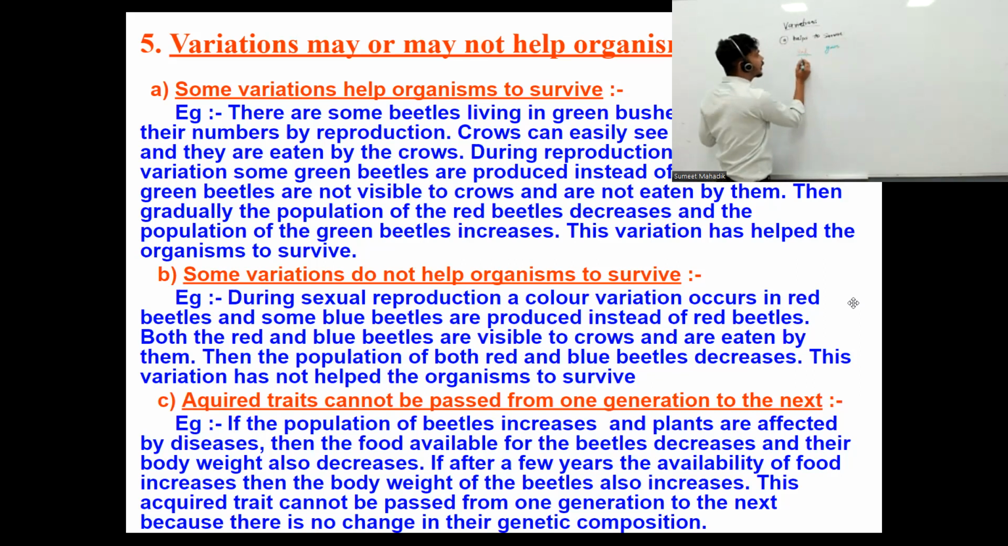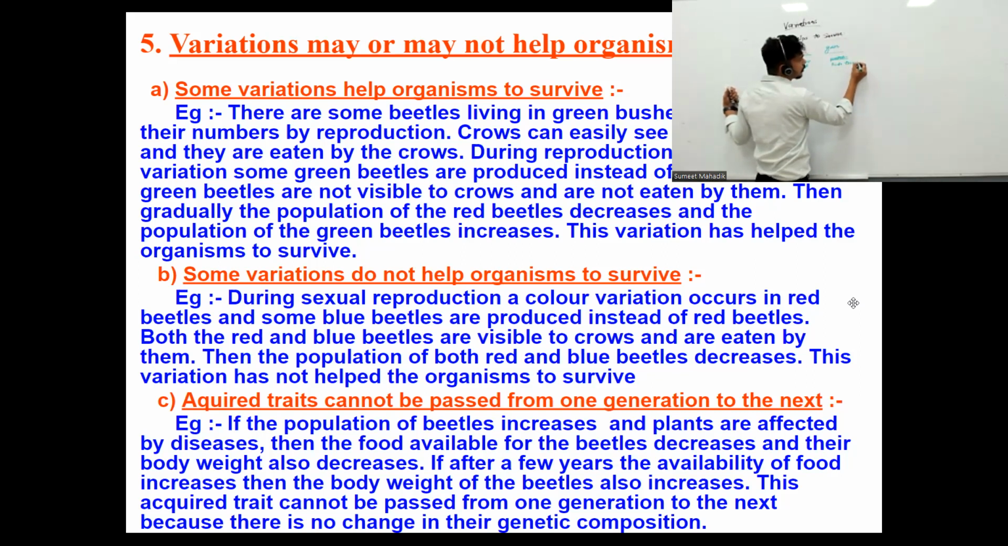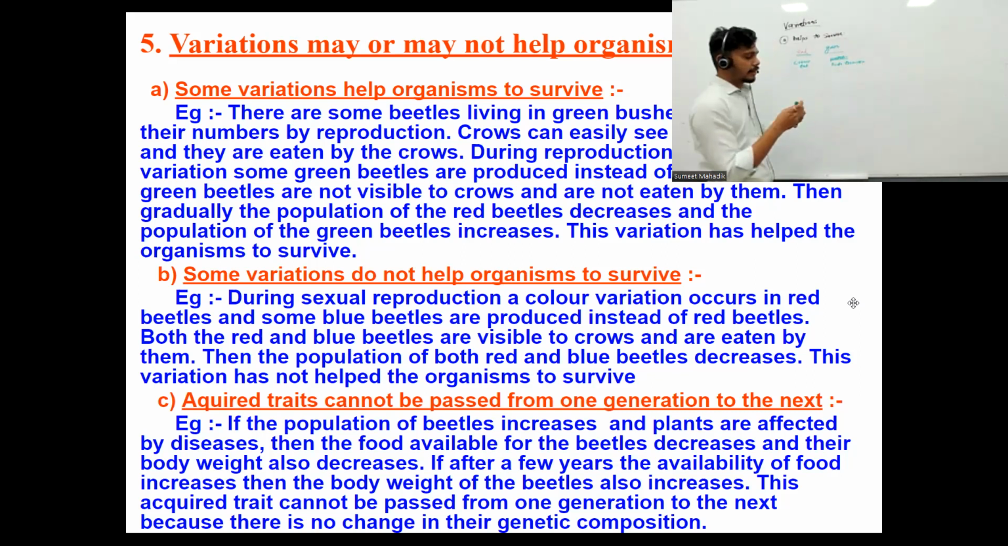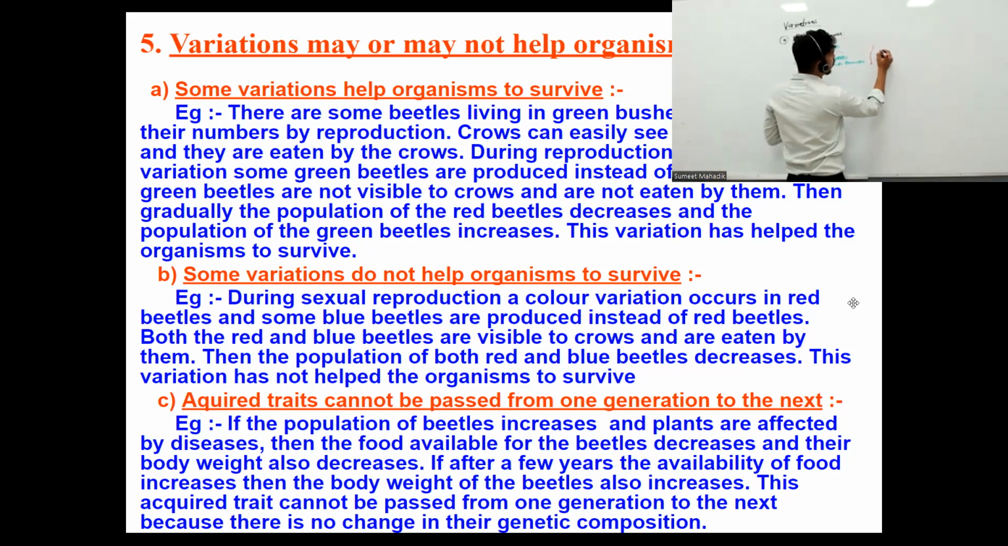Okay. So red beetles can be eaten by crows, eaten very easily because of the color. Green is protection. Why will there be protection? They can hide themselves, right? Green color hides them. So what is happening here?